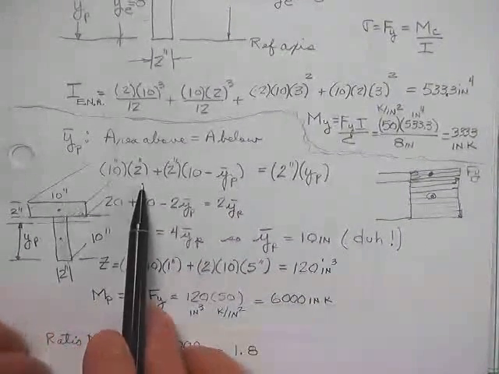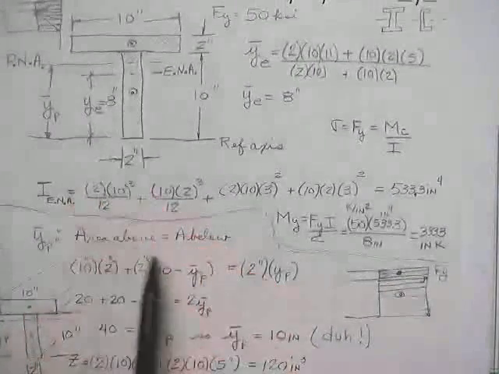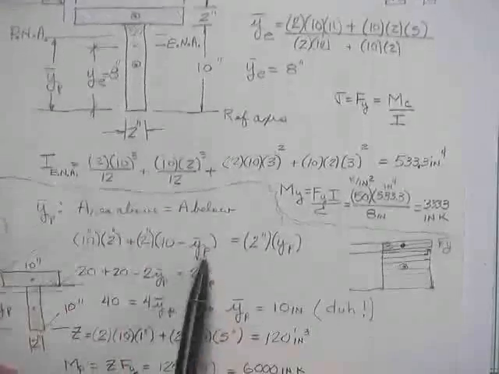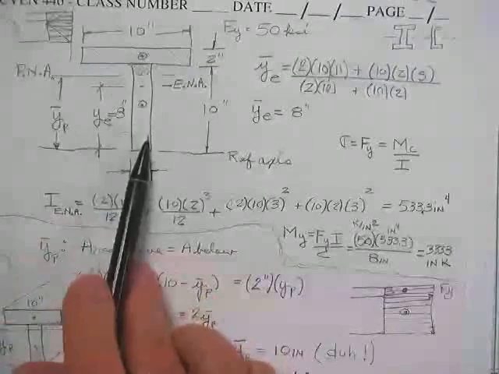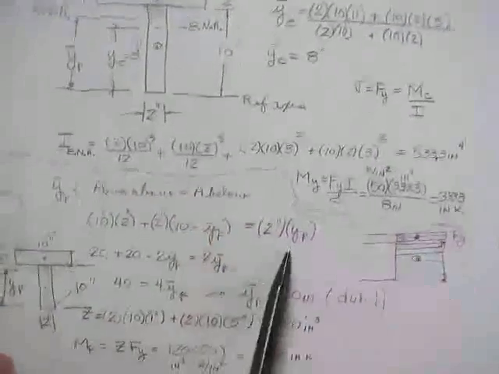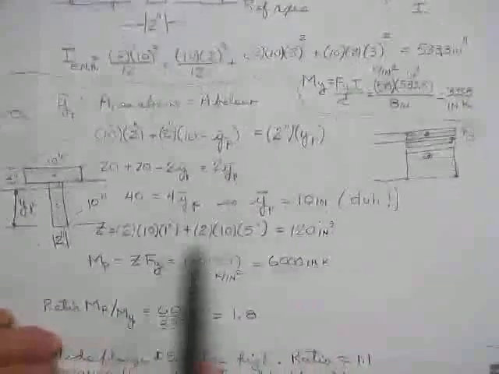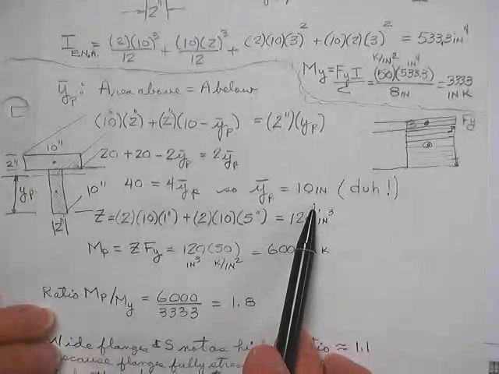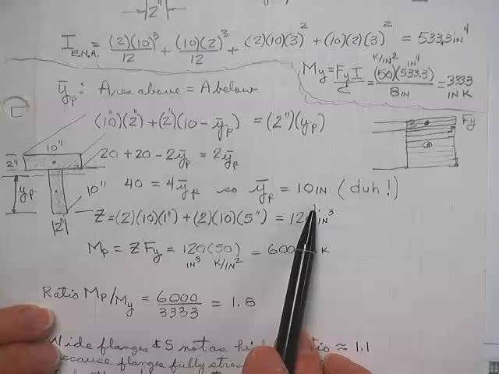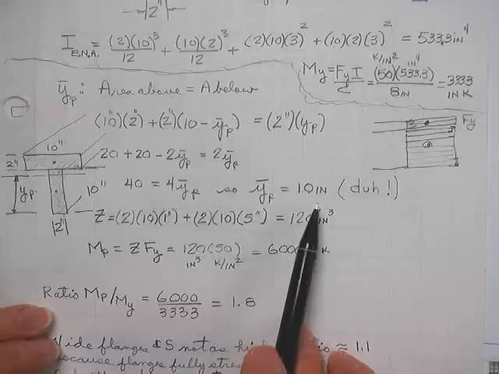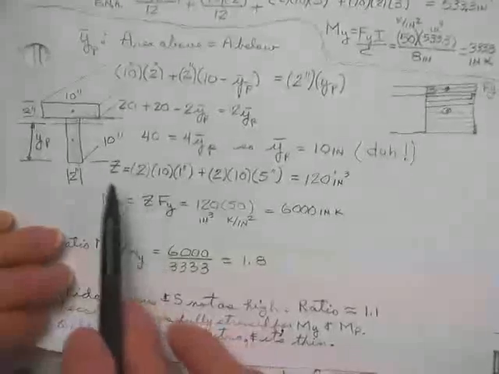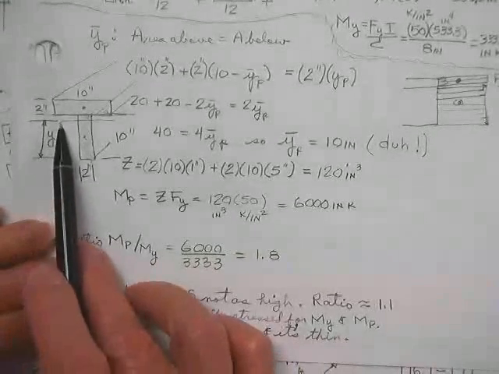Here's the area above, 10 times 2 plus 2 inches wide times 10 minus Y plastic. Whatever Y plastic turned out had to be equal to 2 times the height Y plastic. They did all this work. Guess what they found? 10 inches. Well, it was good practice because sometimes the area above is not equal to the area below. Regardless, you now know where the plastic neutral axis is.